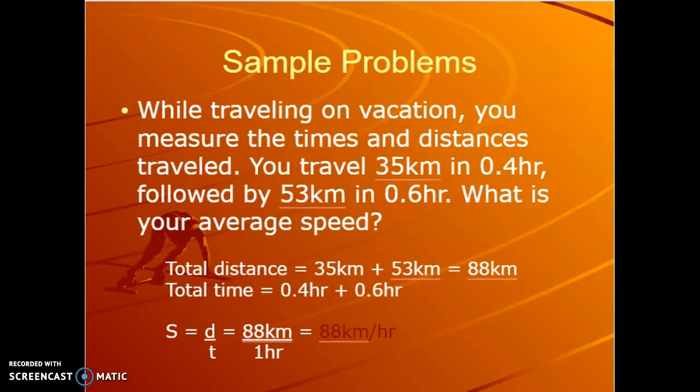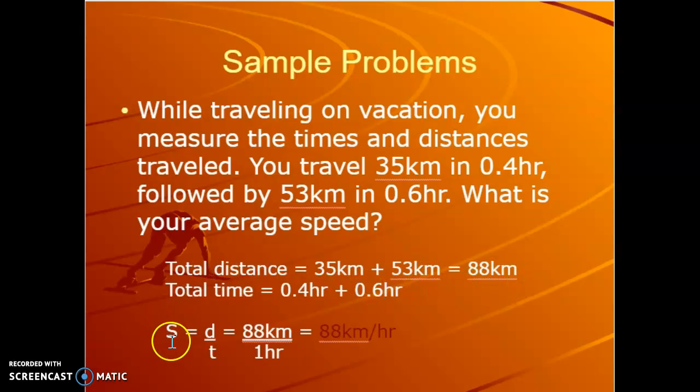Okay, well, we said that speed by definition is the total distance you traveled divided by the total time. So all we have to do is pair our distances together, pair our times together, and then divide them. So our total distance, we would do 35 kilometers plus 53 kilometers to get a total of 88 kilometers. Our total time, we would do 0.4 hours plus 0.6 hours to get a total time of 1 hour.